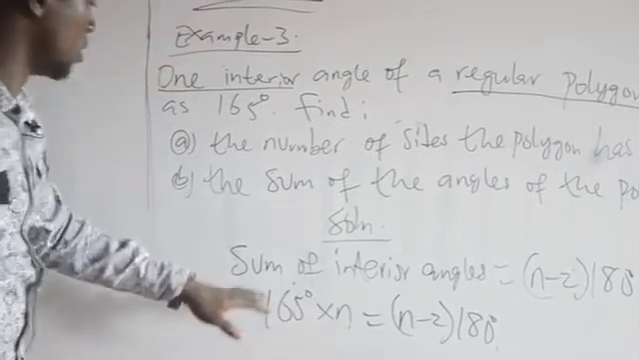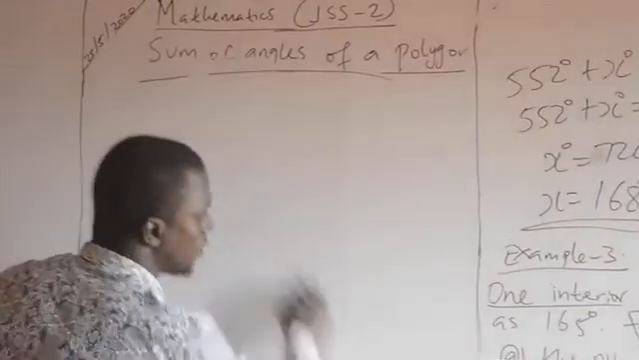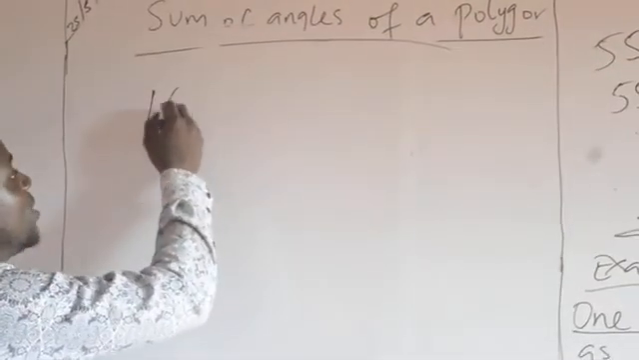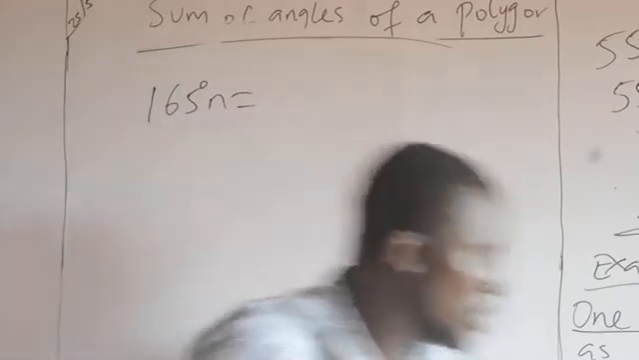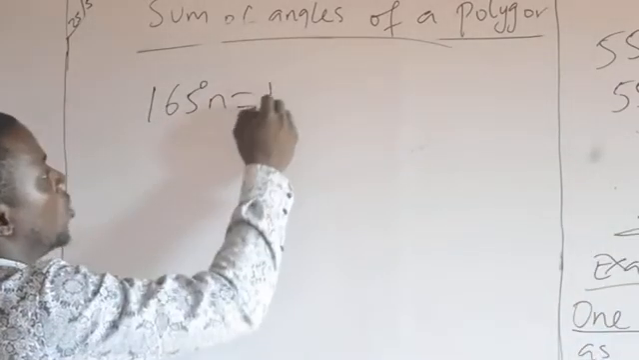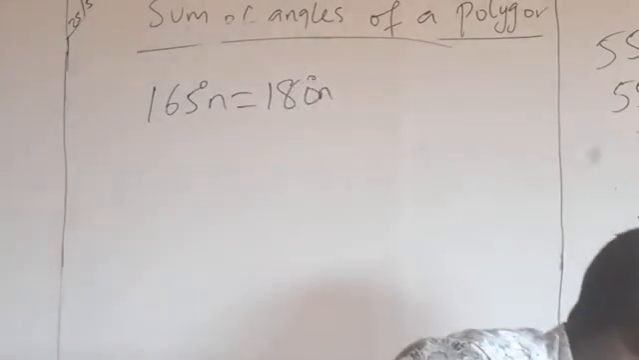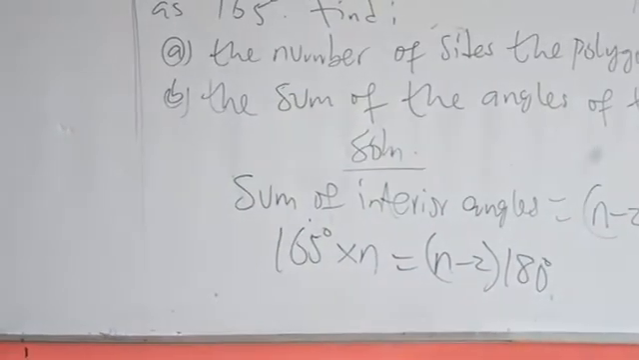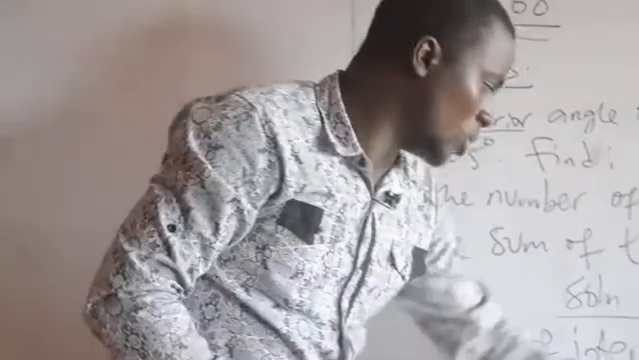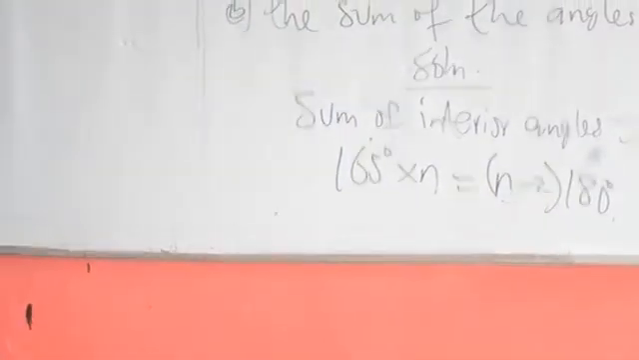Just open the bracket. This times that. We have this times this, we have 165 degree n equals 180 times n, we have 180 degree n. I am opening the bracket. And 180 times 2, it gives us what? 360 degree. So use this 180 to open the bracket. You get 180 n. The 180 times minus 2, you have minus what? 360 degree. Well, this place, you don't have any problem.